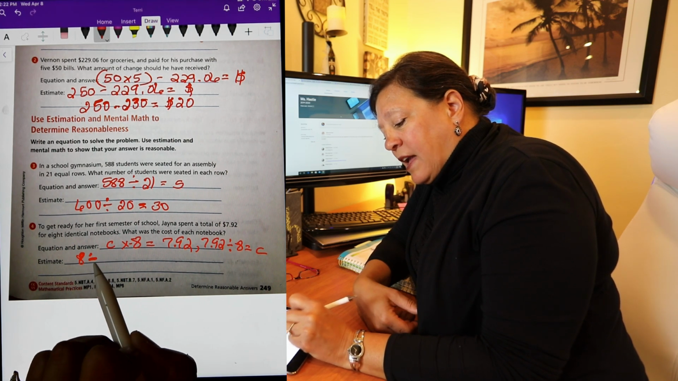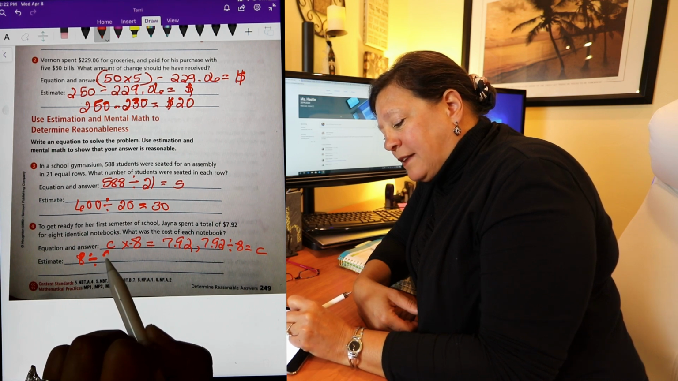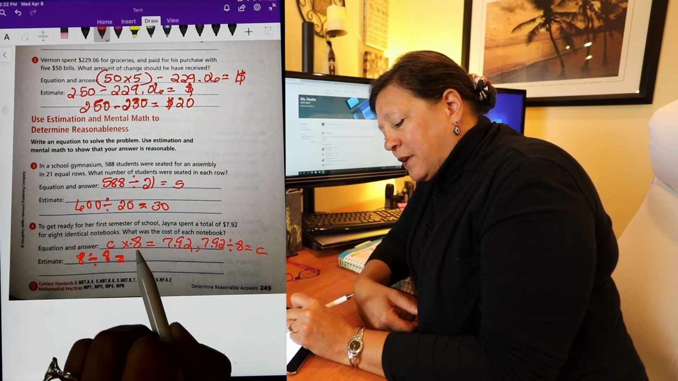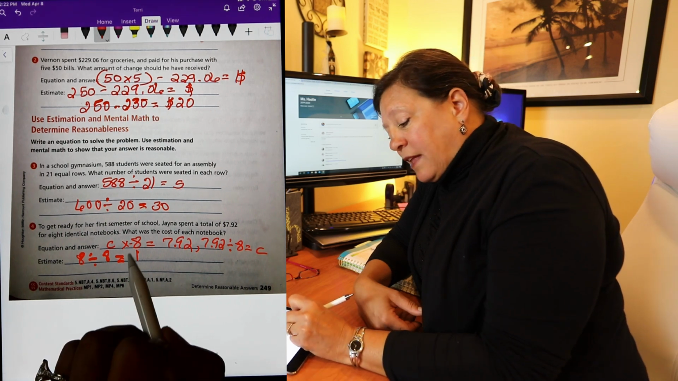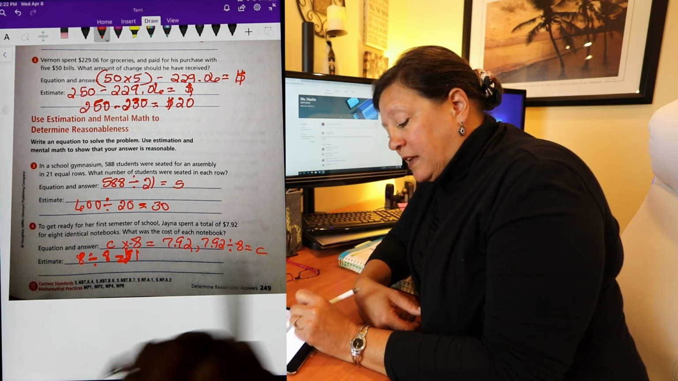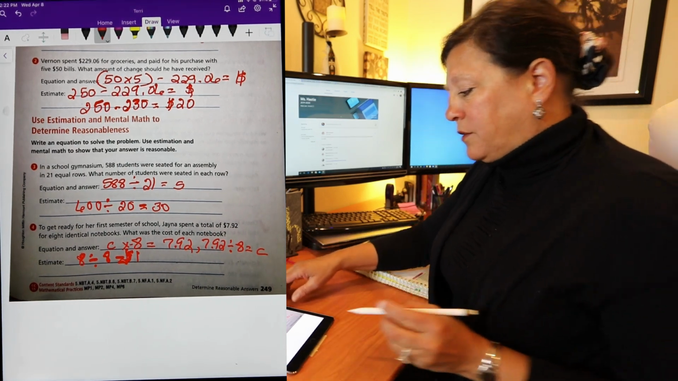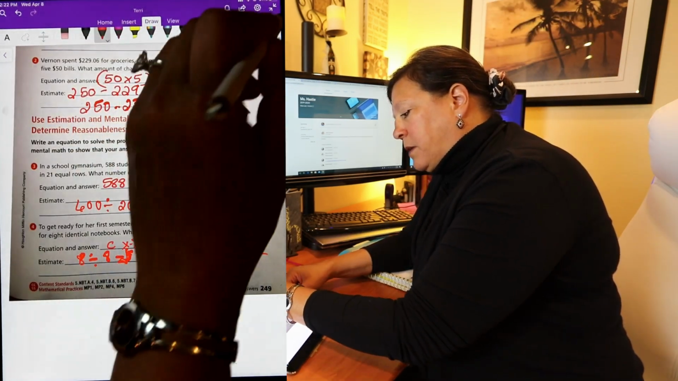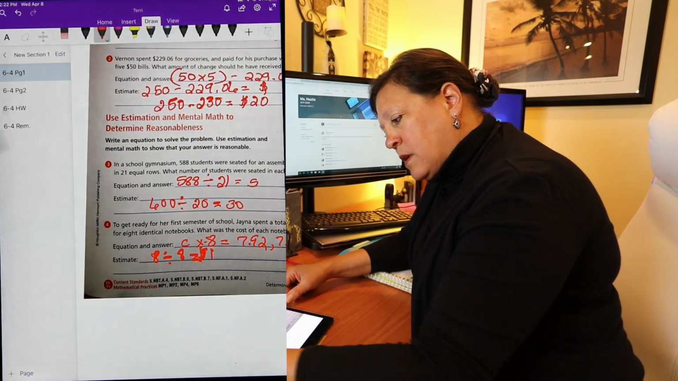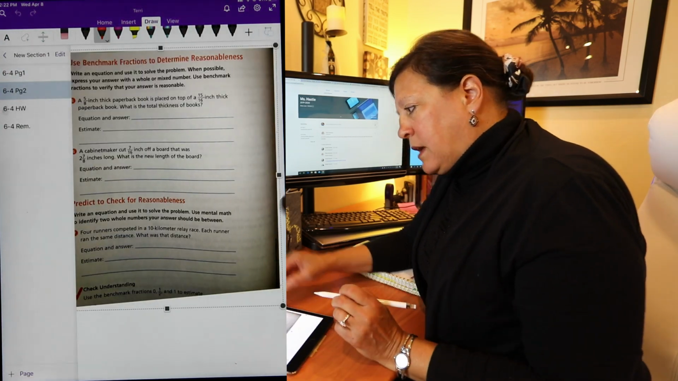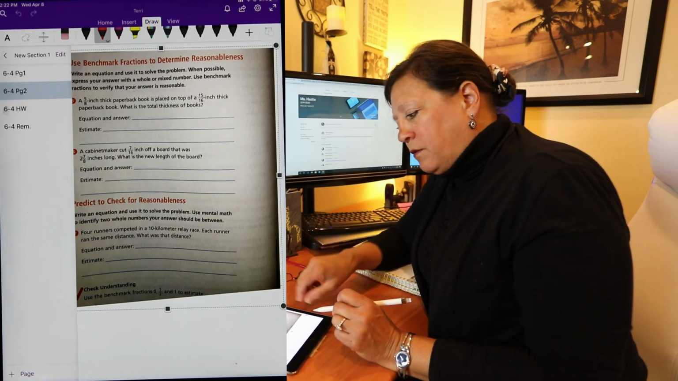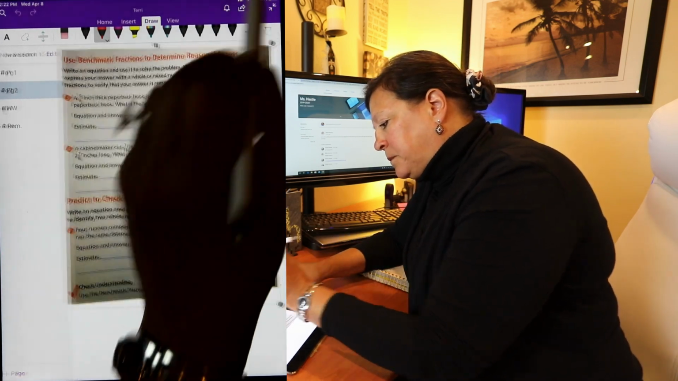And if I divide $8 by 8 notebooks, I get about $1 a piece. So that's estimating how close you should get when you figure out your answer. All right, let's turn the page and go to the second page, which is 259.